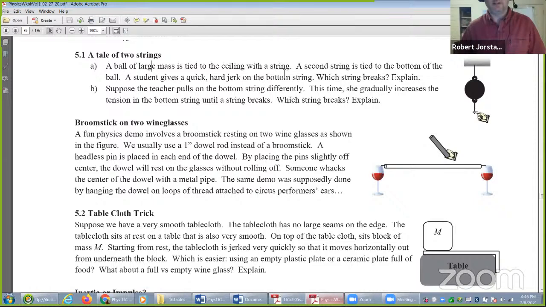You have a ball. It's tied to the ceiling with a string, and the second string is tied to the bottom, and a student is going to give a quick jerk on the bottom string versus the teacher doing it, and the teacher slowly pulls the string.